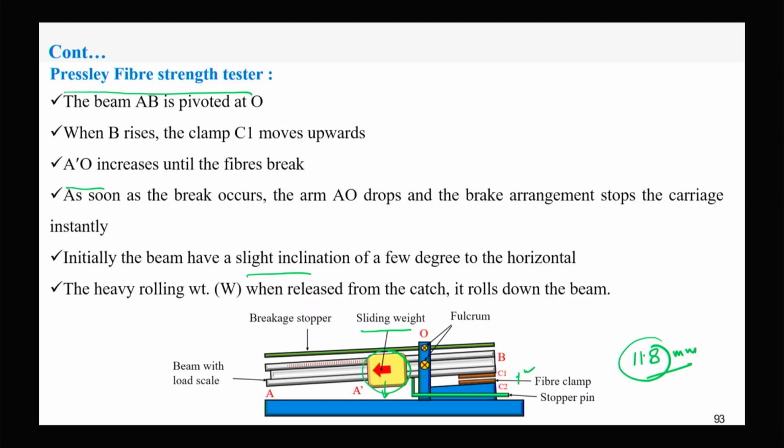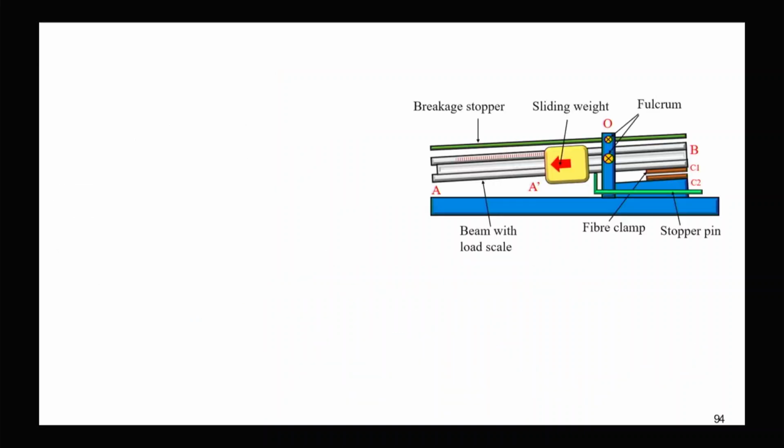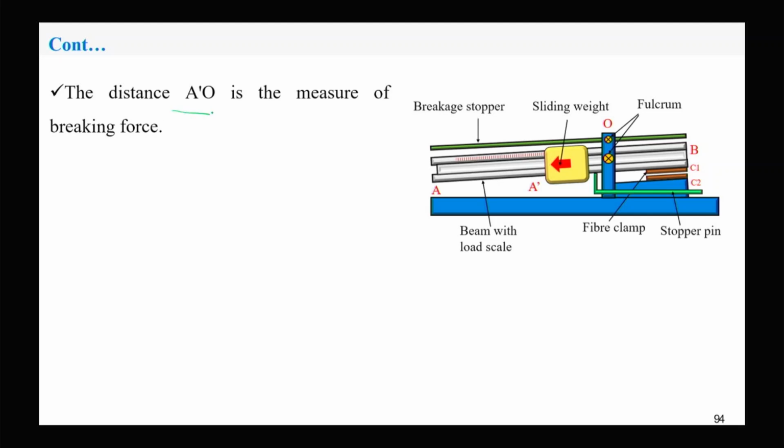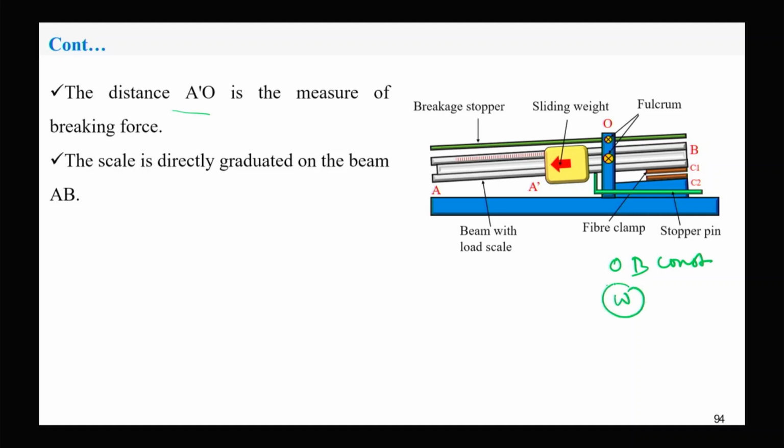So the rolling weight is W, and as the distance A dash O increases, the load on the instrument, the load on the specimen, increases. And as this distance OB is constant, the weight of the slider W is constant.